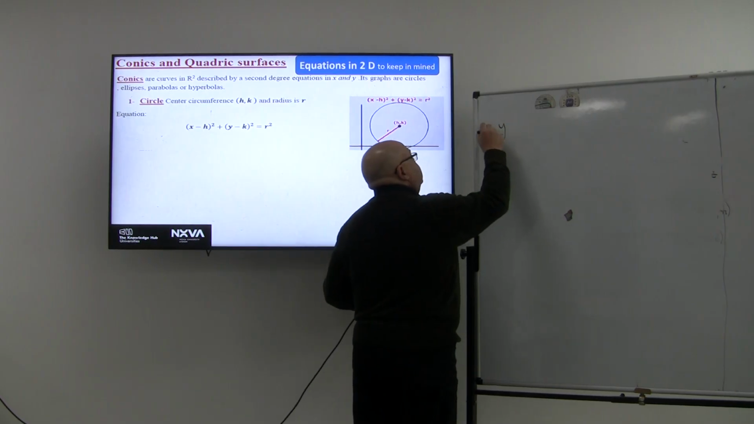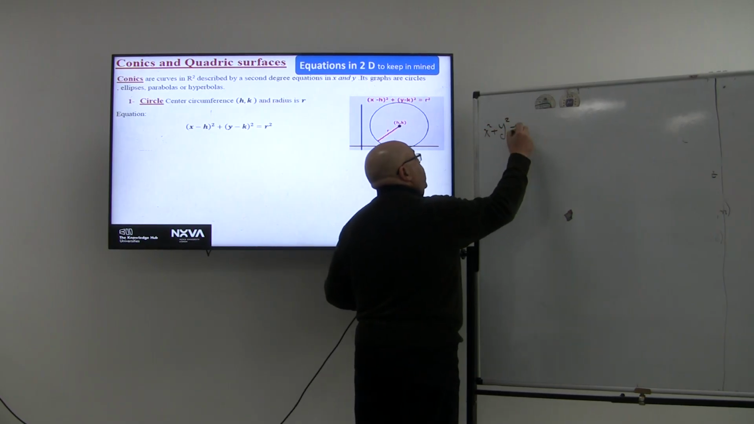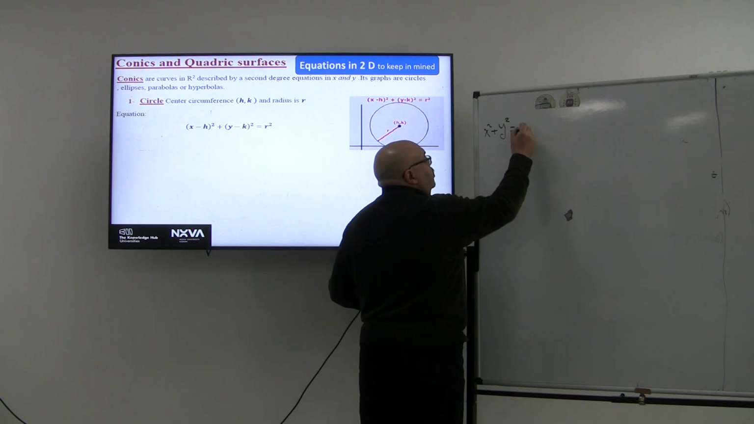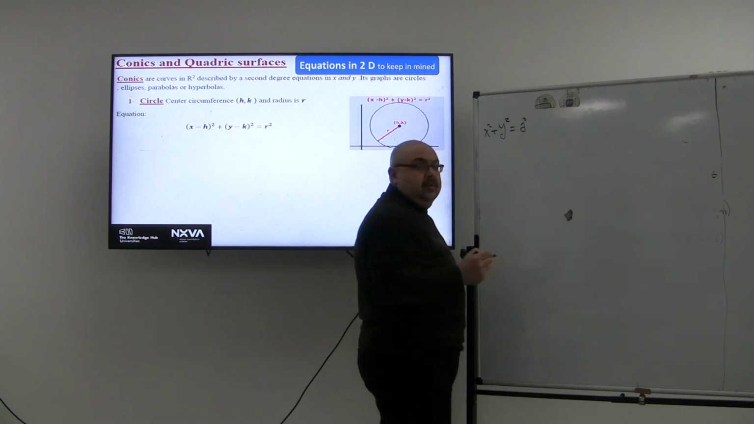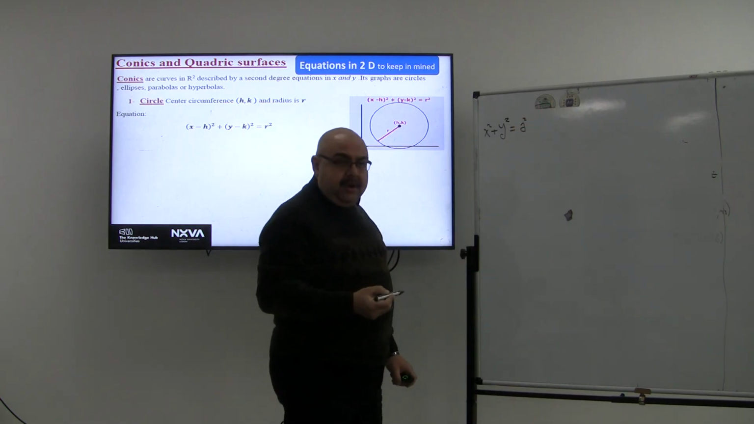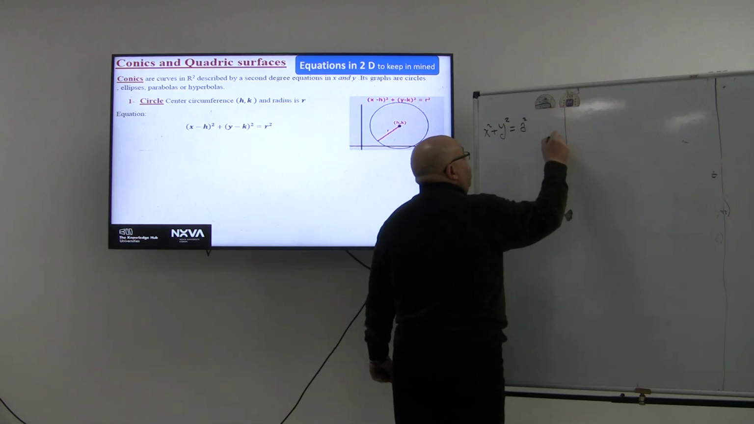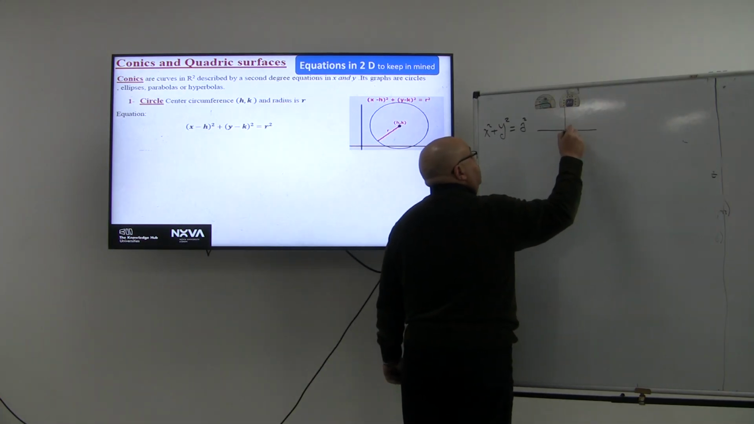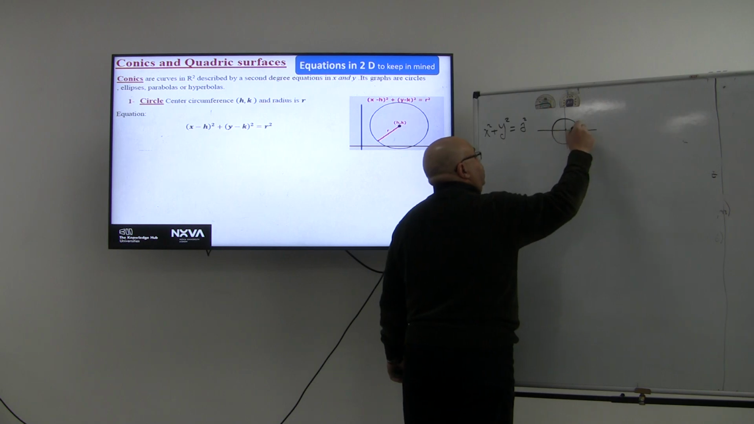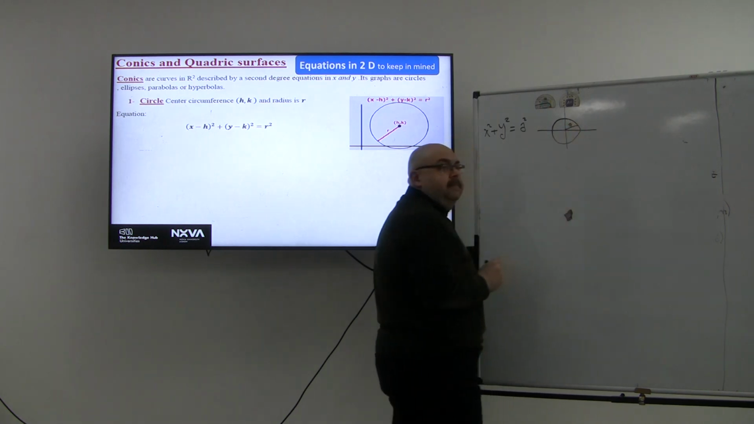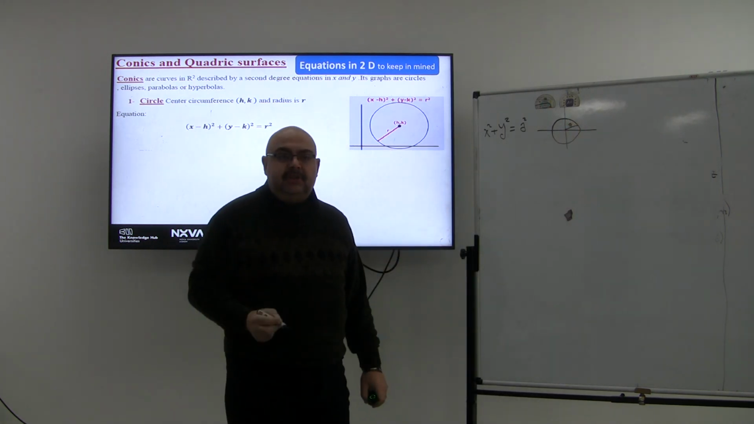It is x squared plus y squared equal certain value. I usually call it a square or r square, where this is a circle, where the center is the origin, and the radius of this circle is just a. So that's an equation of a circle.